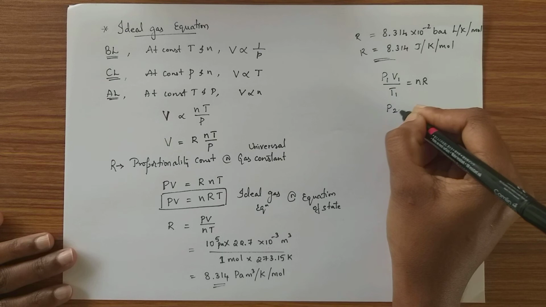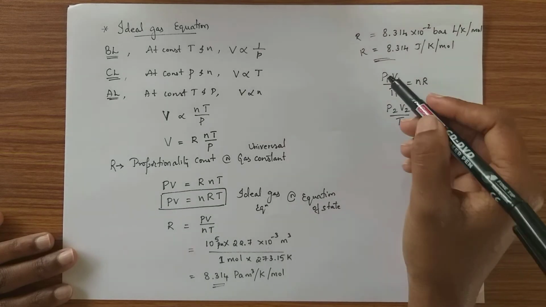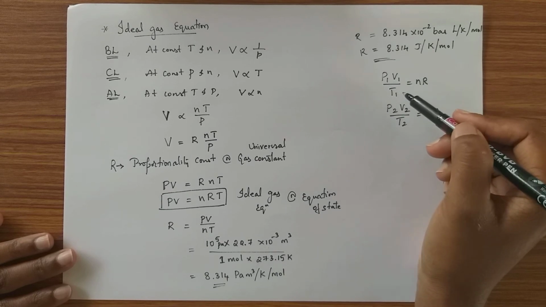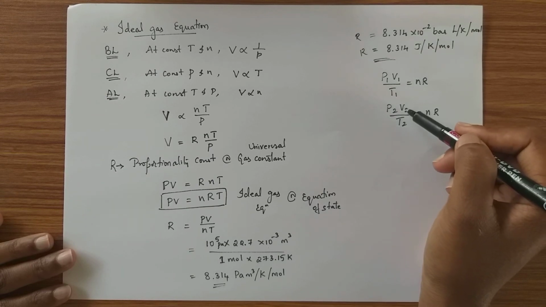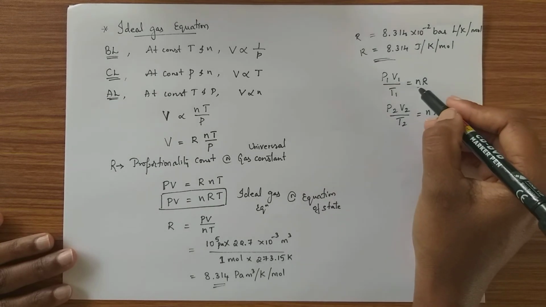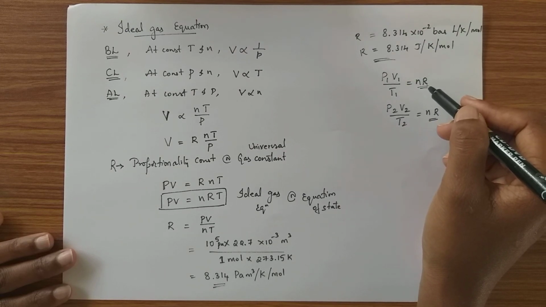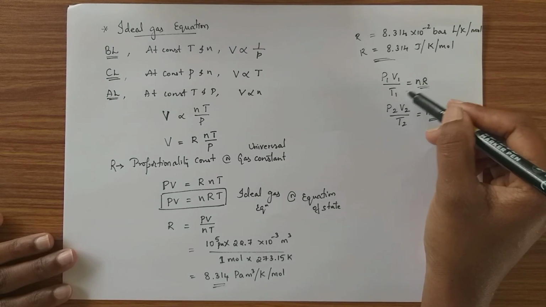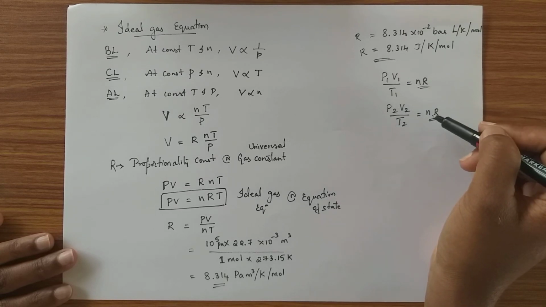Similarly, we have one more case, that is P2 V2 divided by T2, equal to nR. Okay? Here P1 refers to initial pressure, V1 initial volume, T1 initial temperature. P2 is after the change, that is final pressure, final volume, final temperature. But here these two are constant. The number of moles is constant. Even if there is variation, the number of moles does not vary. Clear? Then R is constant. So we can write the expression like this, P1 V1 divided by T1 equals nR. Similarly, for the next condition, P2 V2 divided by T2 is equal to nR.